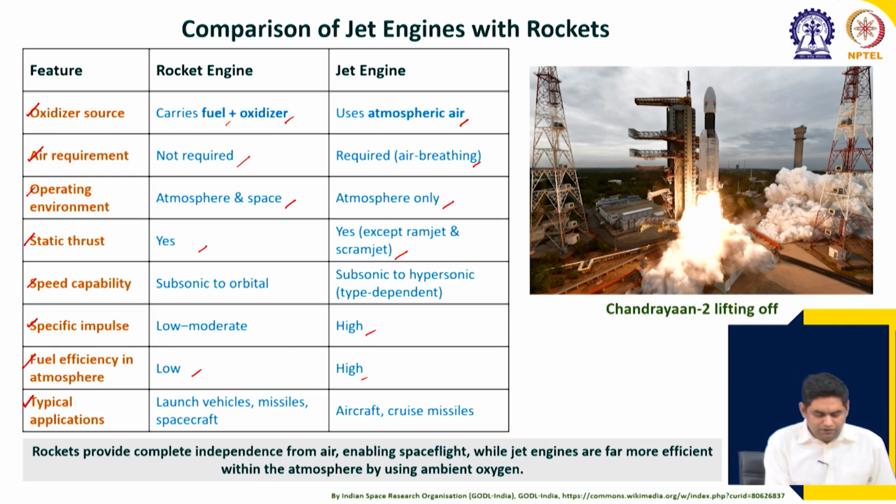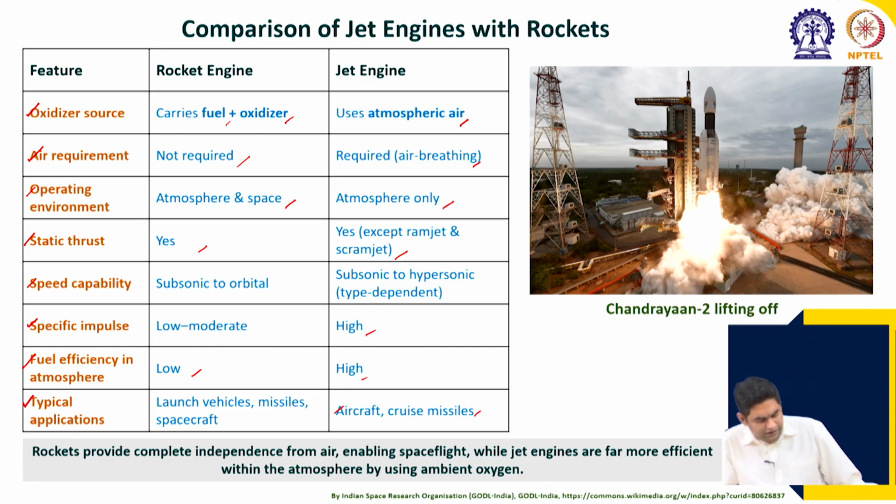Typical applications: rockets are very widely used for all space vehicles, for launching space vehicles, for missiles, and for various spacecraft. There are many uses of rockets. Jet engines are also very widely used, but for aircraft and for cruise missiles. There is a chance that in future both are combined together to get the benefit of both, like what we have discussed as a turbo rocket engine.